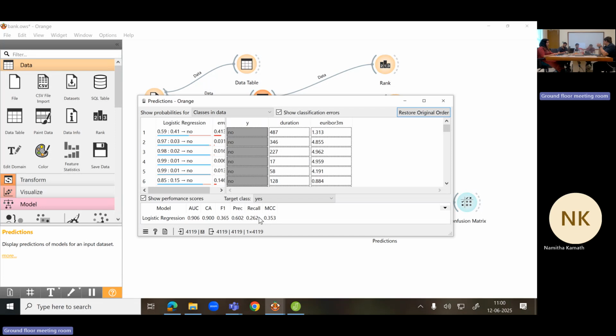That means sometimes there will be a situation where you are not very sure whether false positive is more critical or false negative is more critical. So this measure will give you the balanced view. Okay, that is called F1.